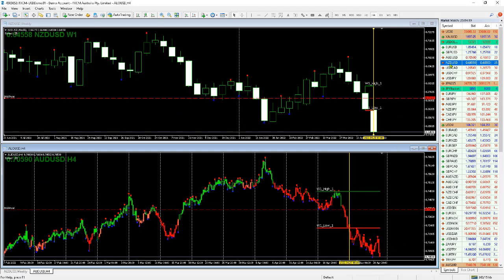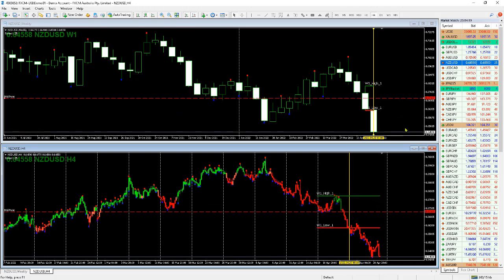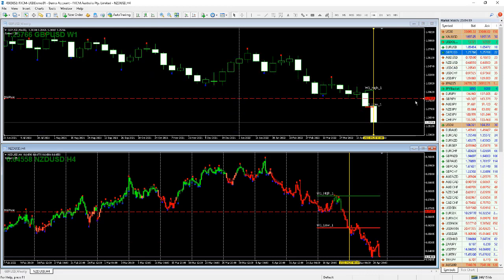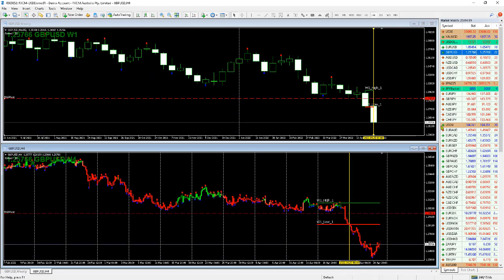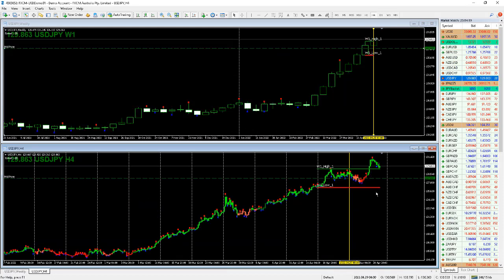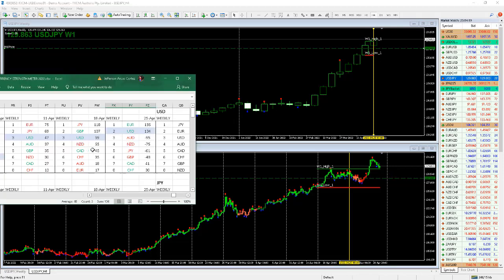It says New Zealand US. Spot on. It says pound US. Spot on. It says yen. It was the other one, and yeah, this one is the only one. Maybe it did not work to perfection, as the yen was over here.